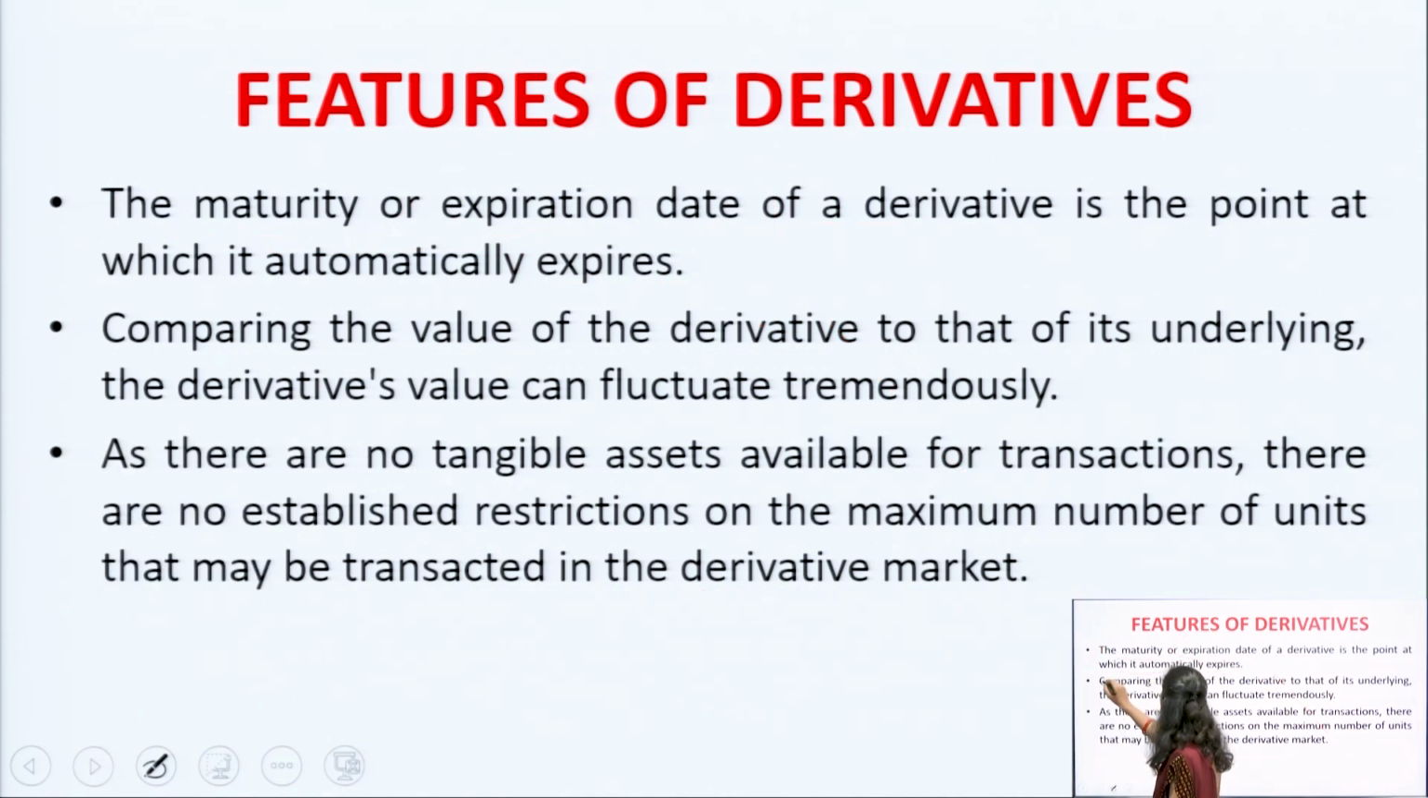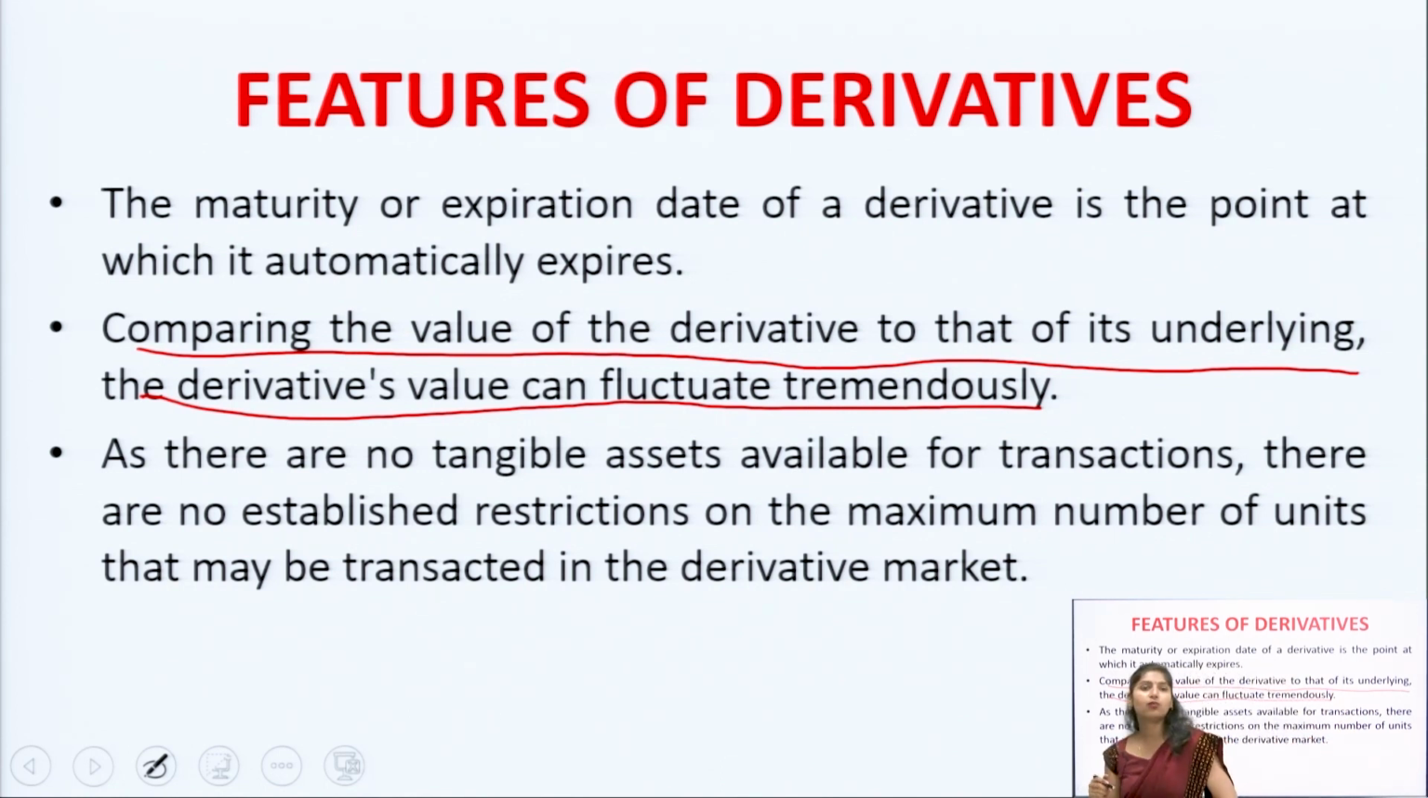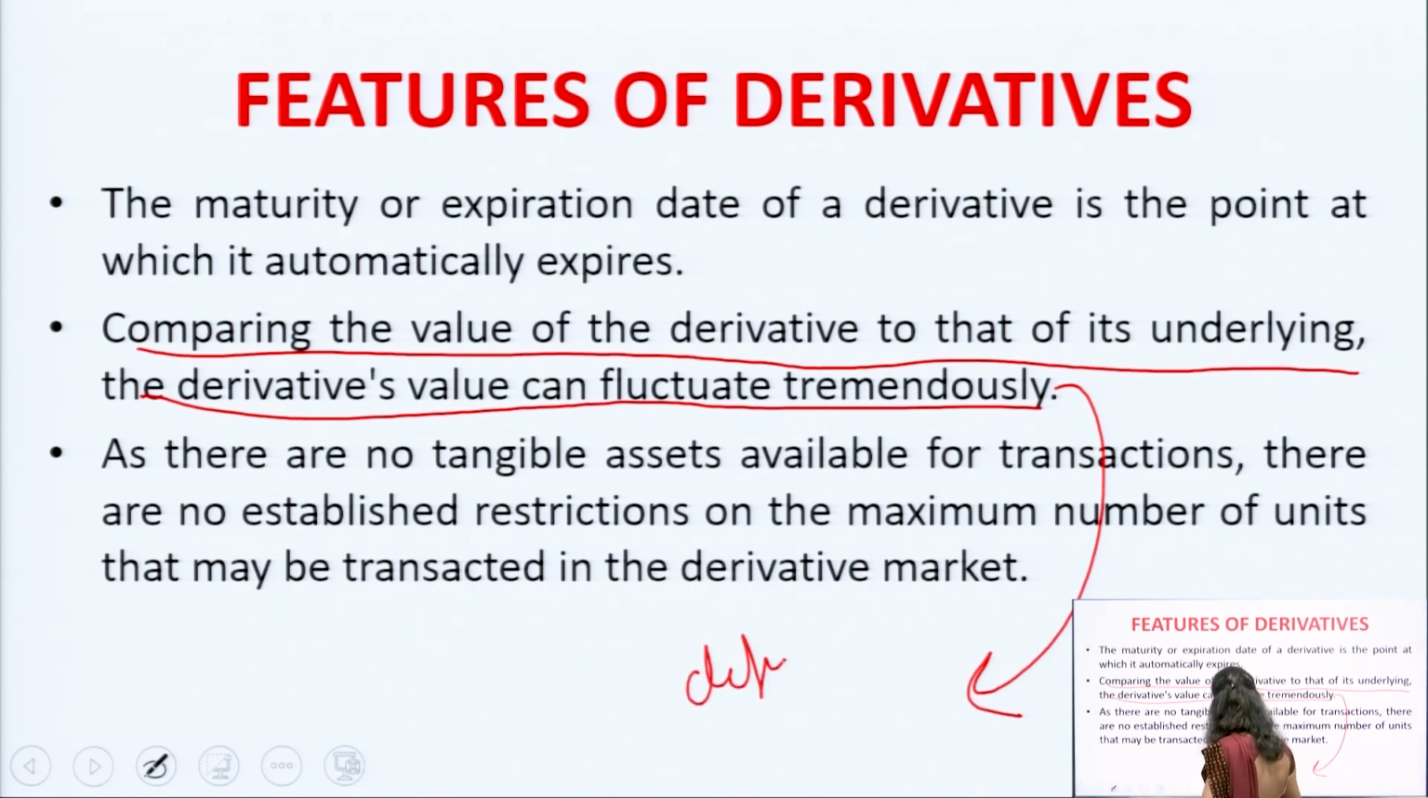The next point says that comparing the value of the derivative to that of its underlying, the derivative's value can fluctuate tremendously. What does this mean? You can relate this point to the definition we talked about in the earlier slide, where we took the example of curd and milk. Milk is our underlying asset and curd is our derivative. Whenever the milk price increases, eventually the curd price will increase, and vice versa.